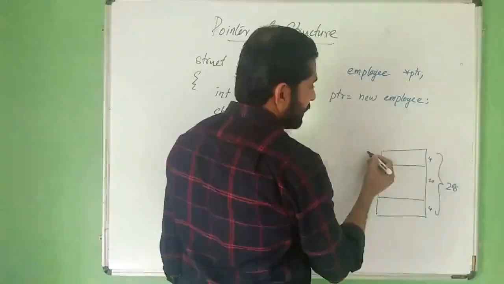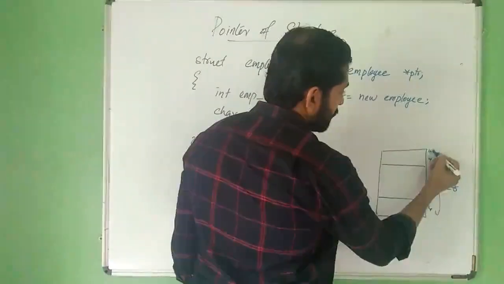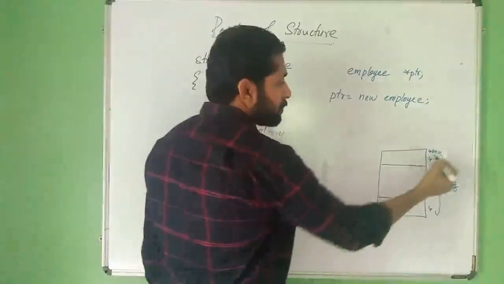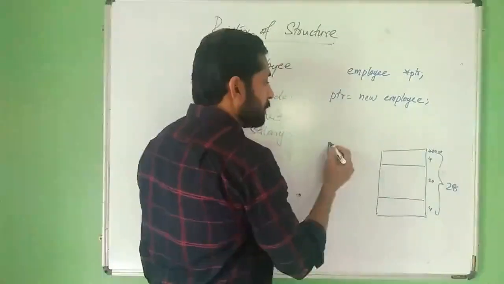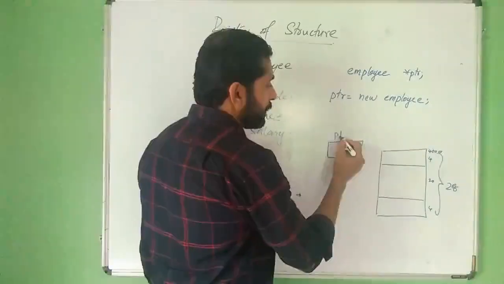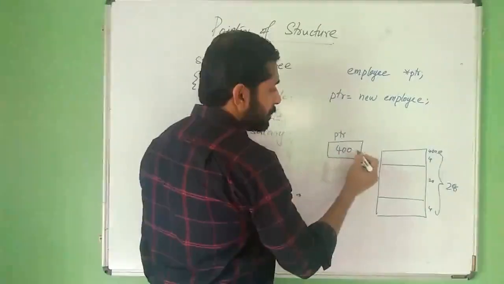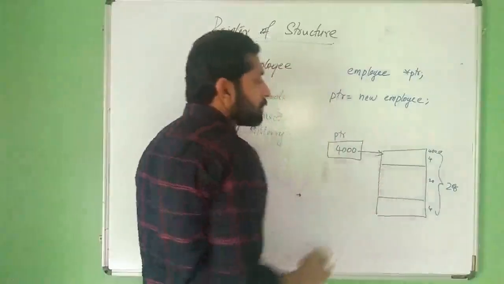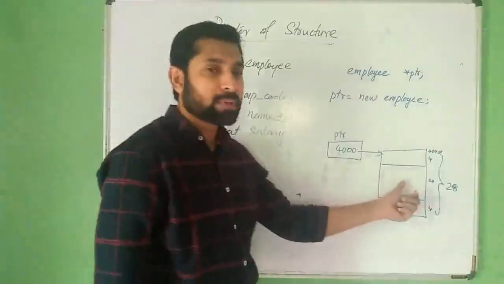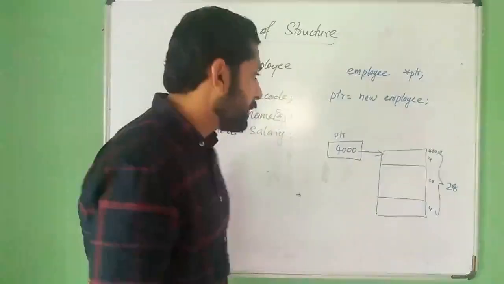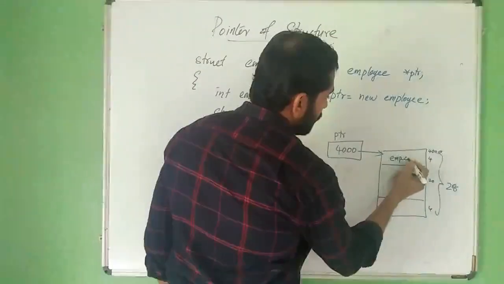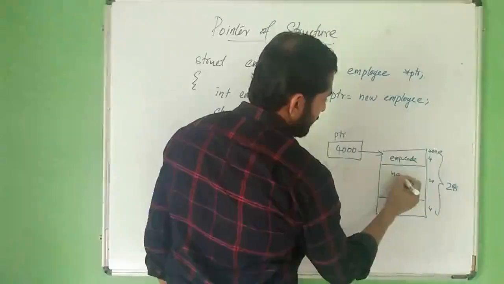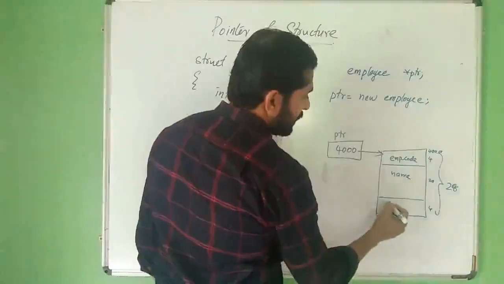Now suppose the starting address of this entire area is 4000. That 4000 will be stored inside PTR. So this PTR points to this area. Now this part is EMP code, this is name, and this is salary.